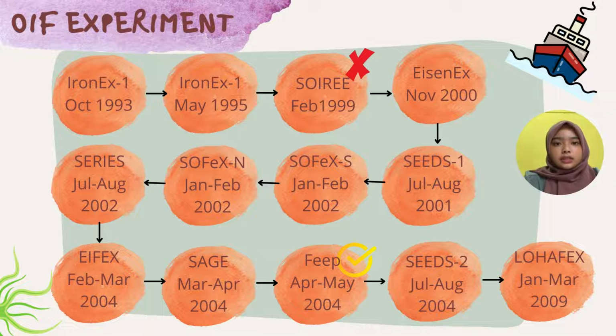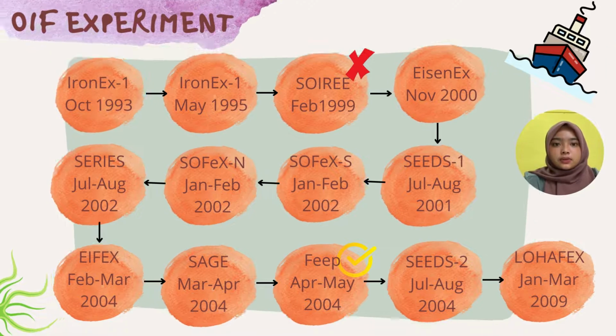In SOIREE, February 1999, there is no measurable change in carbon export and diatoms dominated the bloom. This is due to the insufficient experimental duration and shows this experiment was not successful. While in April to May 2004, there is an increase in phytoplankton abundance, which shows this experiment is successful.